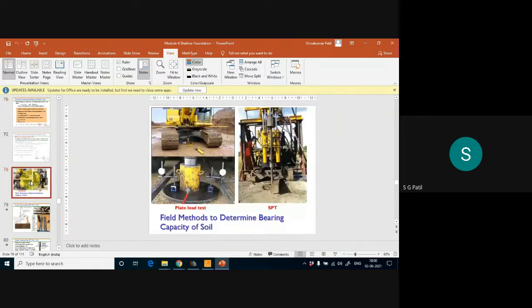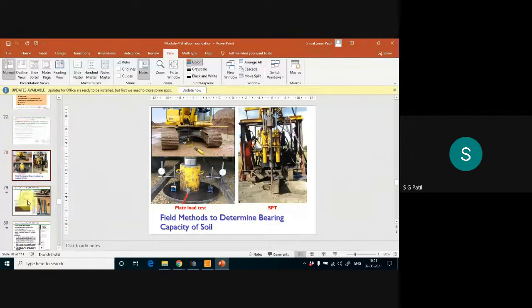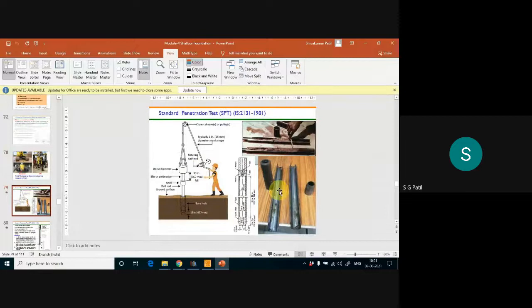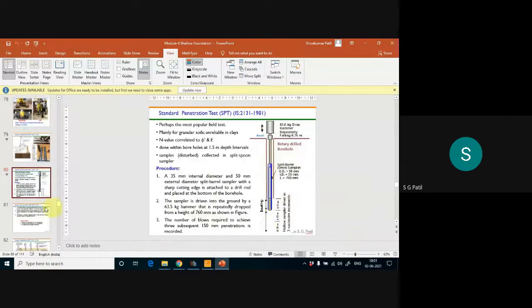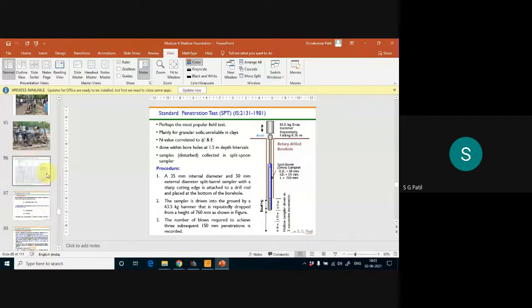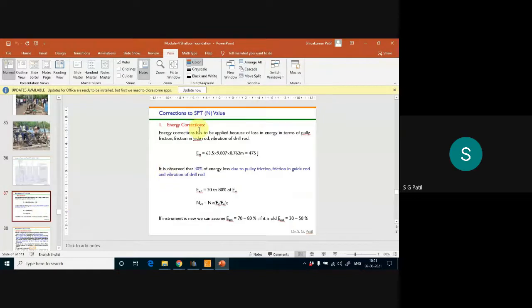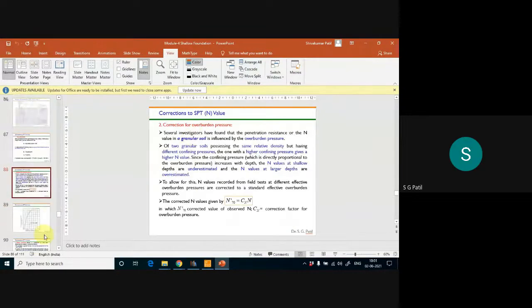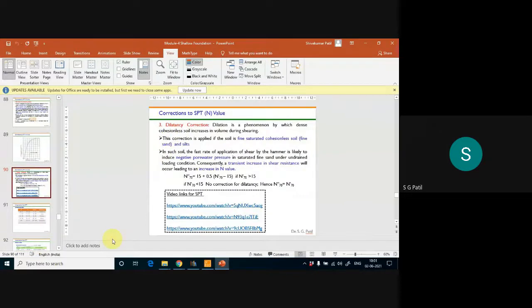And then we started with your field test. In the field test we discussed the standard penetration test. In the standard penetration test we have seen what the split spoon sampler is, the procedure to carry out the standard penetration test, how to count the number of blows required for the penetration, and also what the corrections to be applied are. The first correction is energy correction, then overburden correction, then dilatancy correction. And I have also put some video links here. You can watch them in your free time.